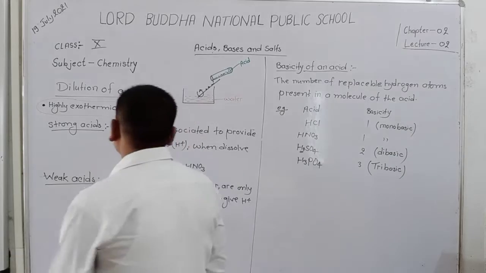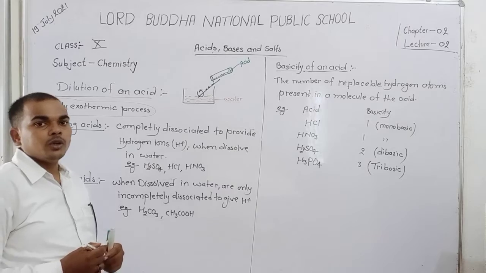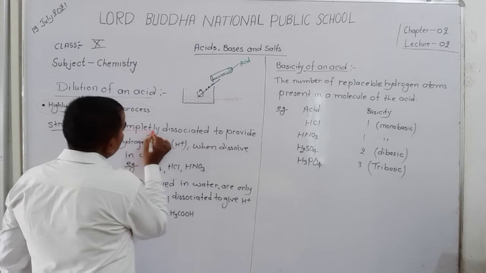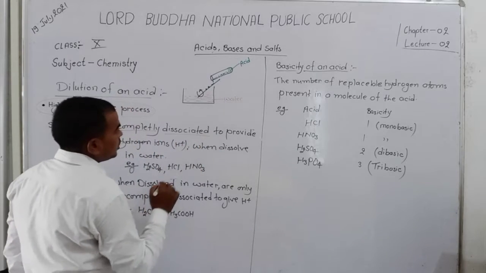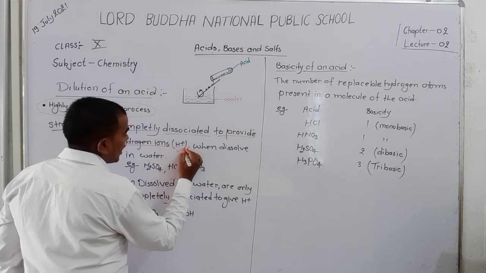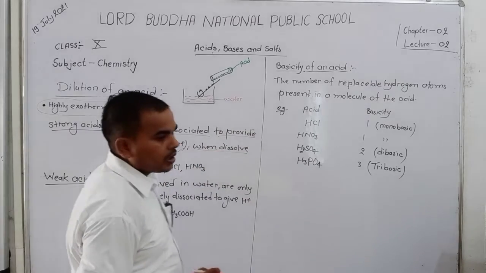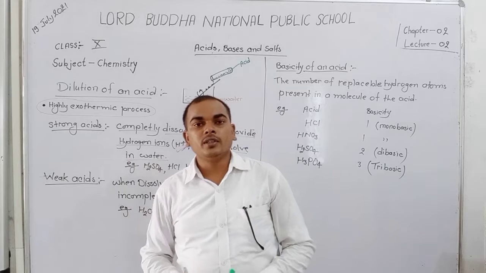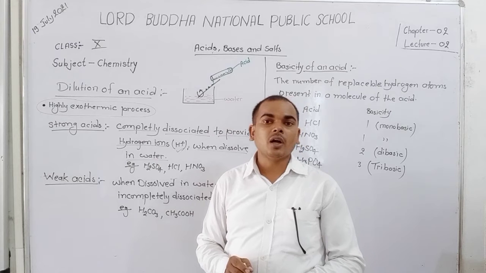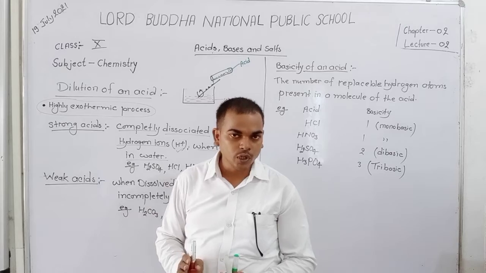Dear student, an acid which on dilution completely dissociates to provide hydrogen ion. Hydrogen ion means H plus ion when dissolved in water. A strong acid is an acid which completely dissociates into its H plus ion on dissolving in water or on dilution. Okay, student?